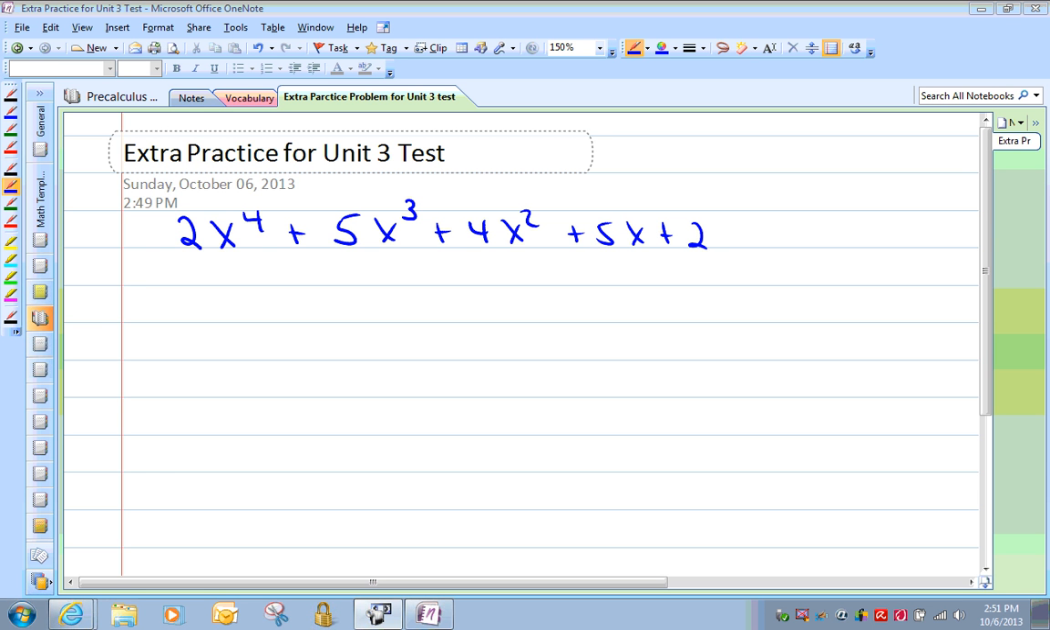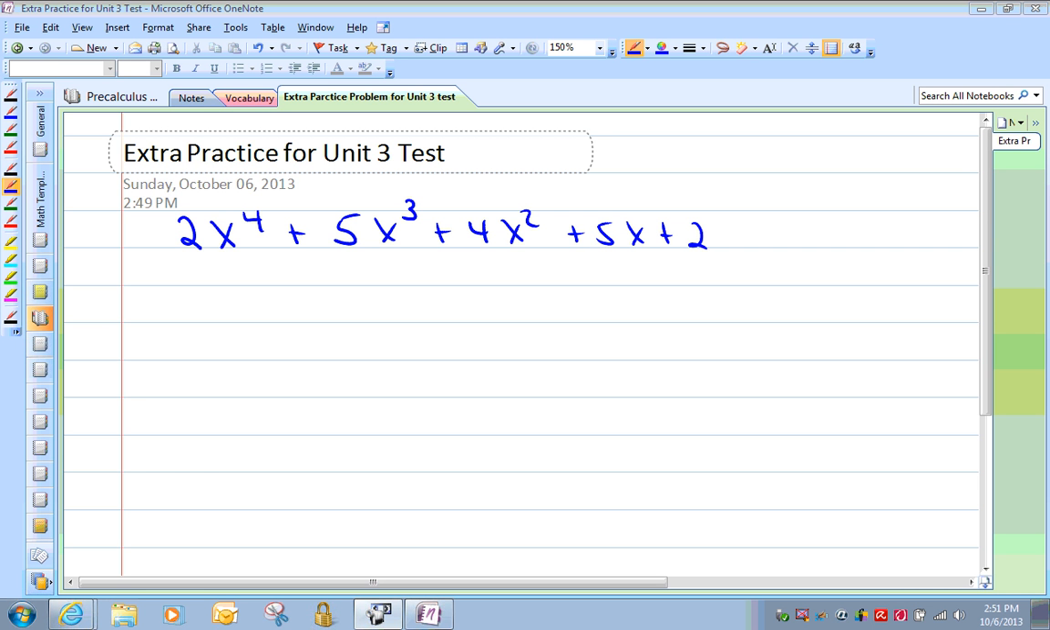You need to be reminded that complex numbers and imaginary numbers come in conjugate pairs. So if you have a square root of 3 as a solution, you also have the negative square root of 3. Or if you have 2i, you also have negative 2i. Or if you have 3 plus 2i, you also have 3 minus 2i. So just make sure that you're clear with all of that.